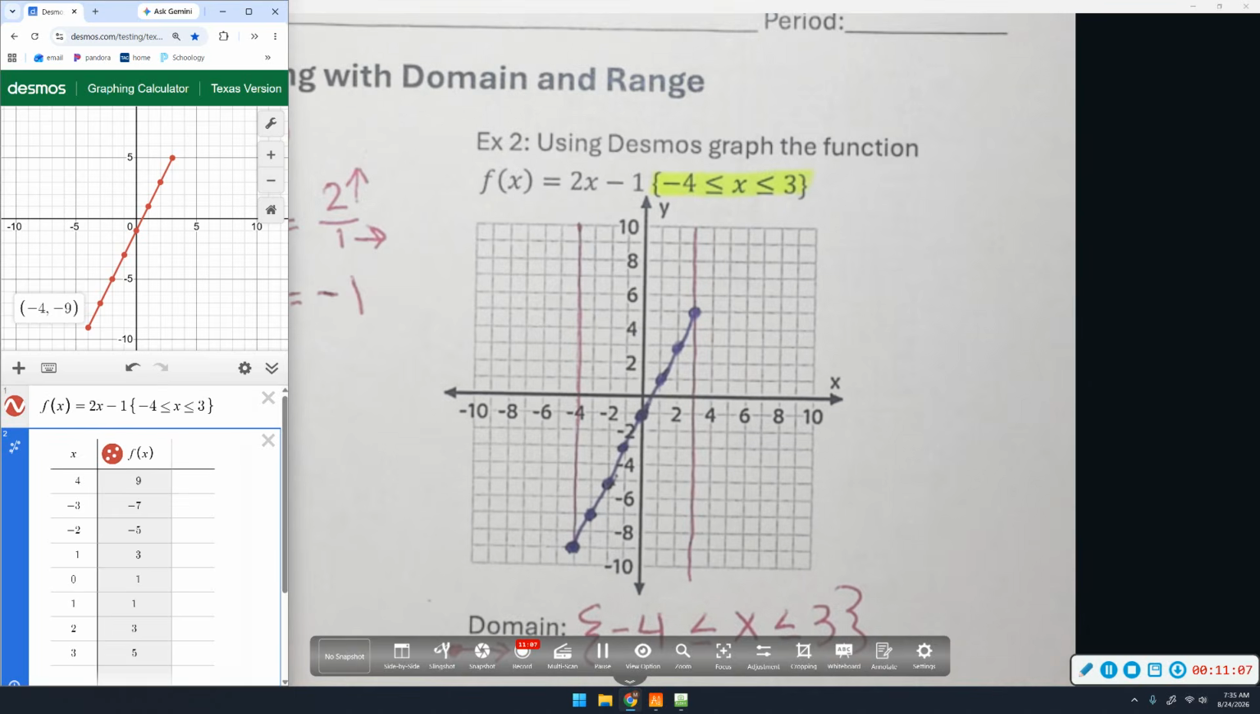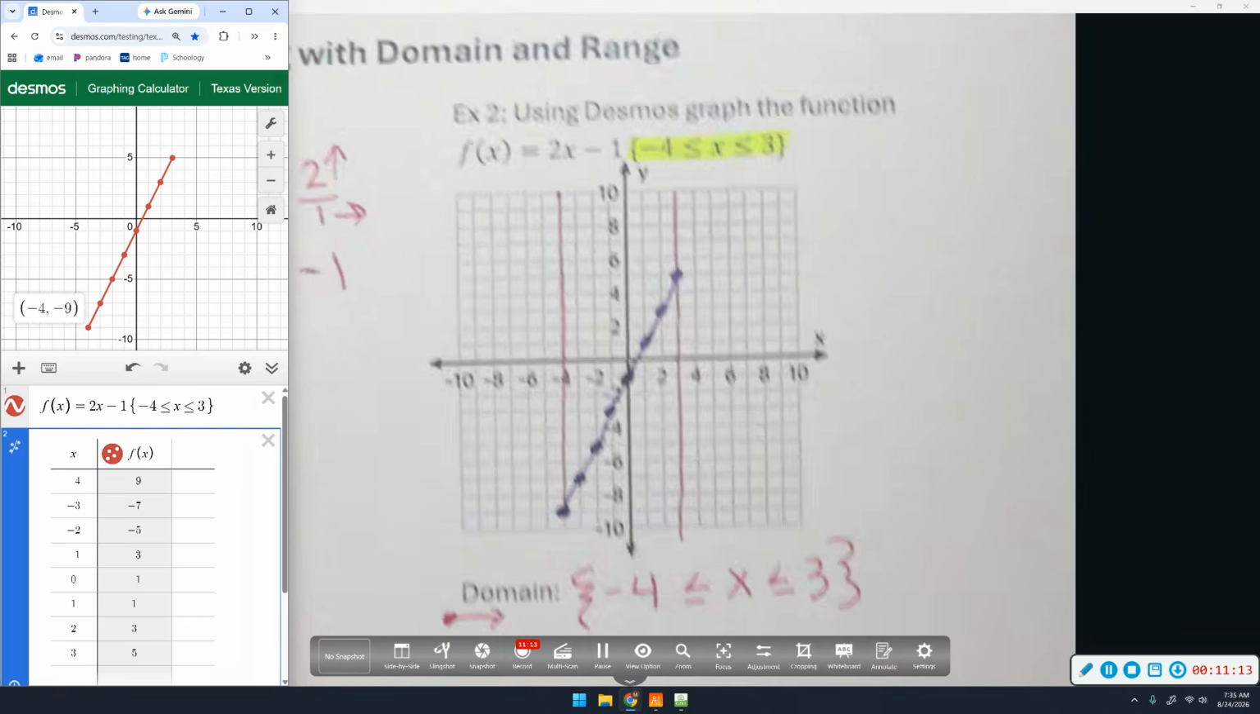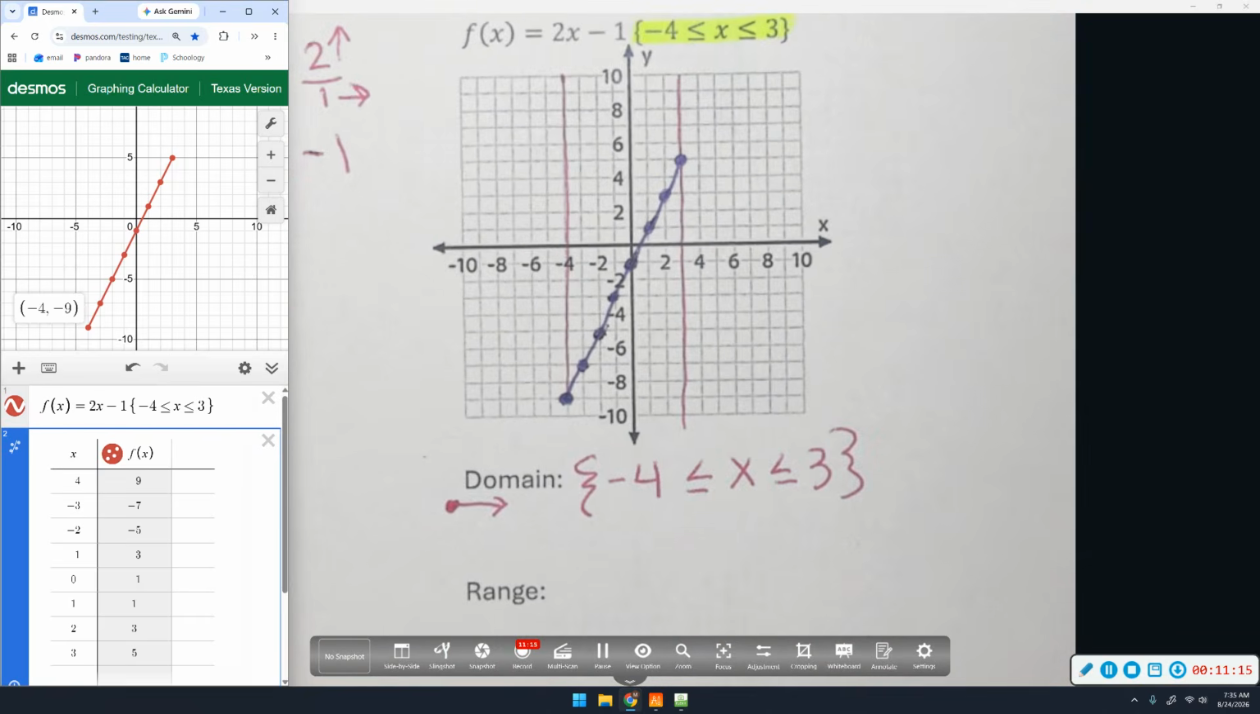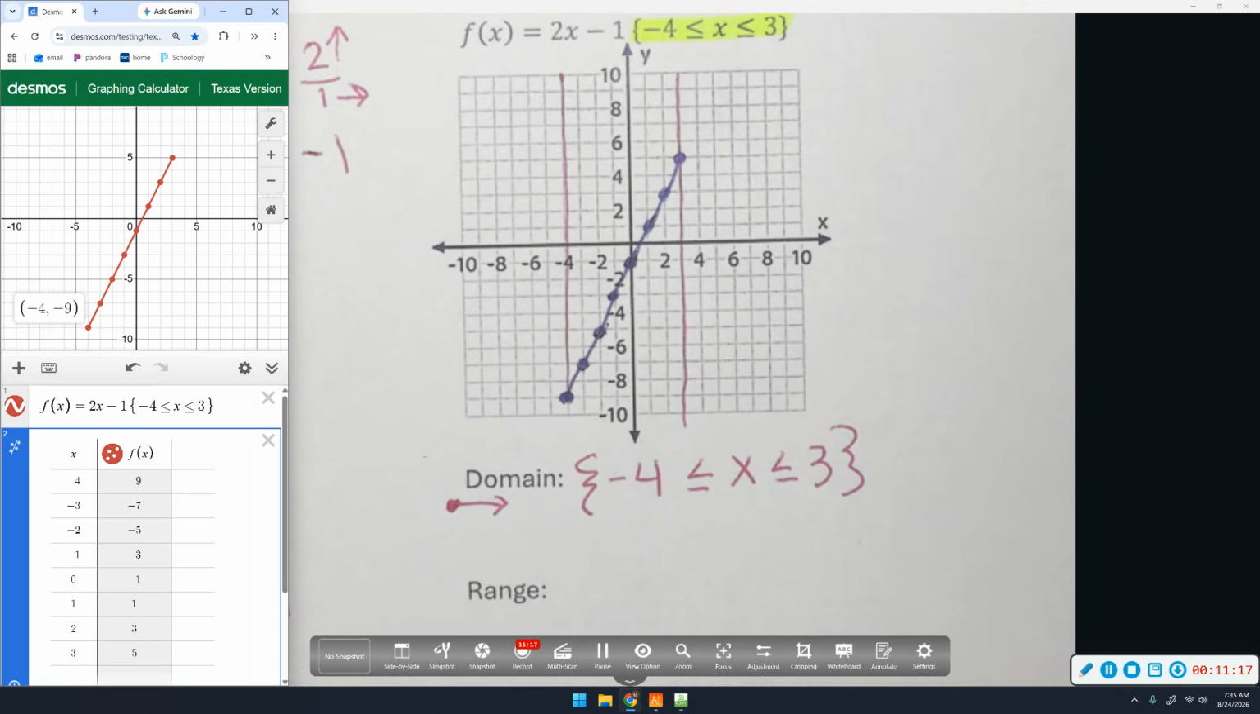So we write domain and range as an inequality for continuous lines or continuous data. Ooh, might help if you could see it. So it gave us our domain here. It did not give us our range.